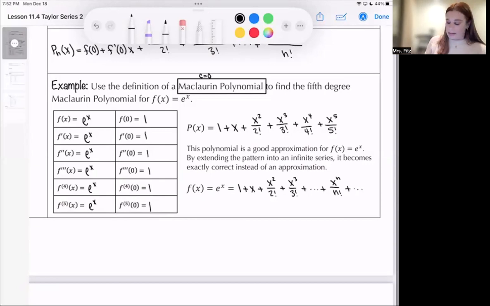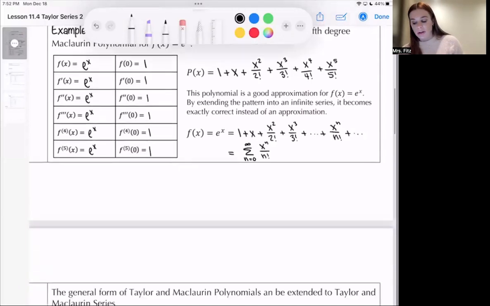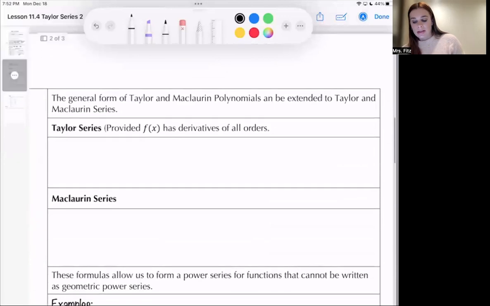And then you can put that in sigma notation too, which is the sum from n equals 0 to infinity of, we could write it as x to the nth over n factorial. Note 0 factorial is 1, so this does work out to be equivalent. Okay, so let's go ahead and move on to another section.